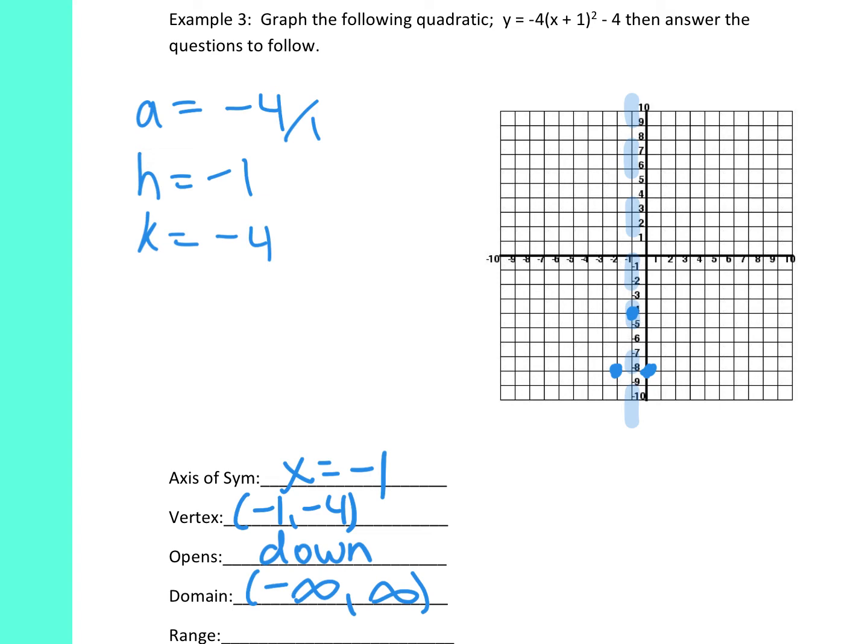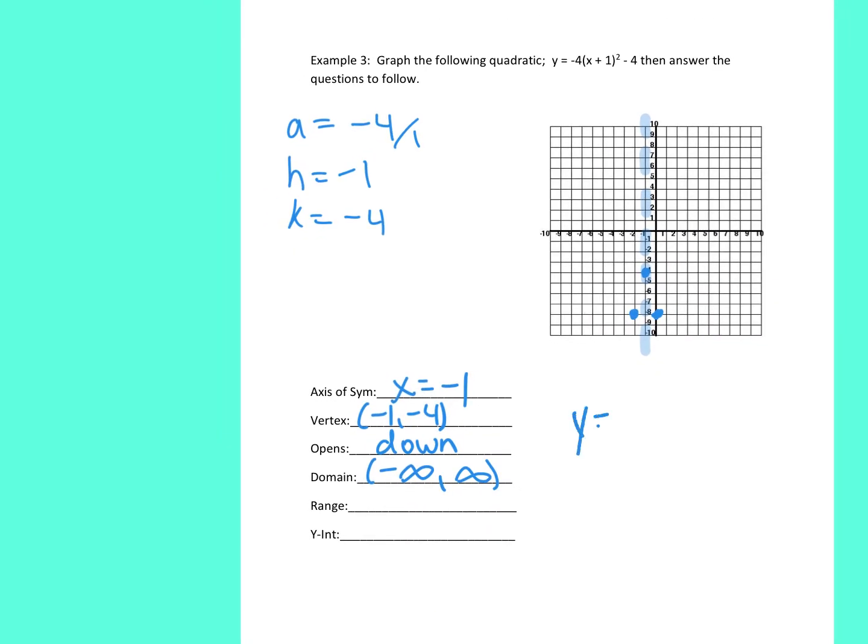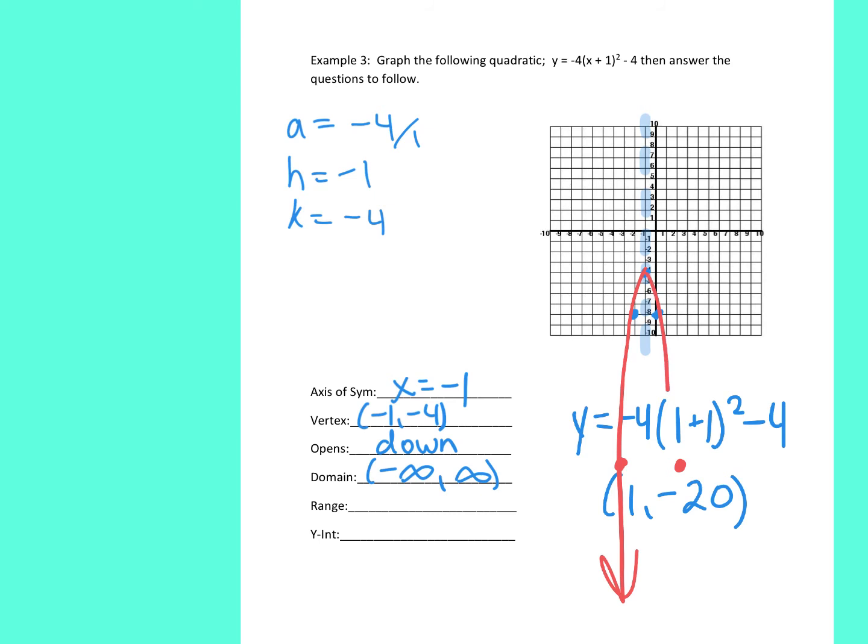And then pick a random number. What number did you pick? 1. I like that because it's close. Okay. So when we plug in 1, -4(1 + 1)^2 - 4, what do you get? -20. Okay. And if I plot that, where's that going to be? It's going to be way below the graph. We'll just put it down here. Pretend that's -20. It's going to look something like that.